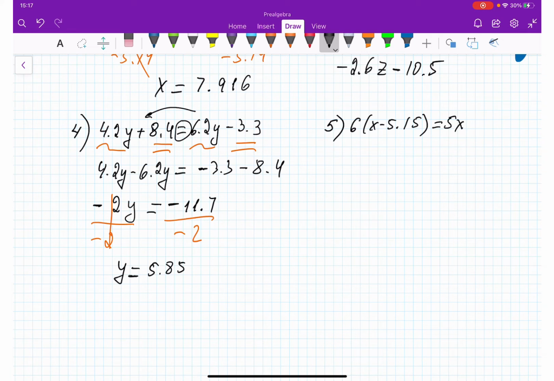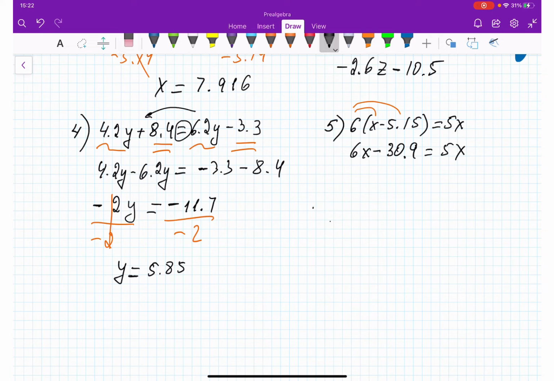All right. So first of all, we have to distribute this 6 by this parenthesis. It's going to be 6x minus 5.15 times 6. 6 times 5, 30, 3 in mind. 6 times 1 is 6 and 3, 9. 6 times 5 is 30. Okay, 2 positions. I'm moving by 2 positions. It's going to be 30.90 or 9 equal 5x.